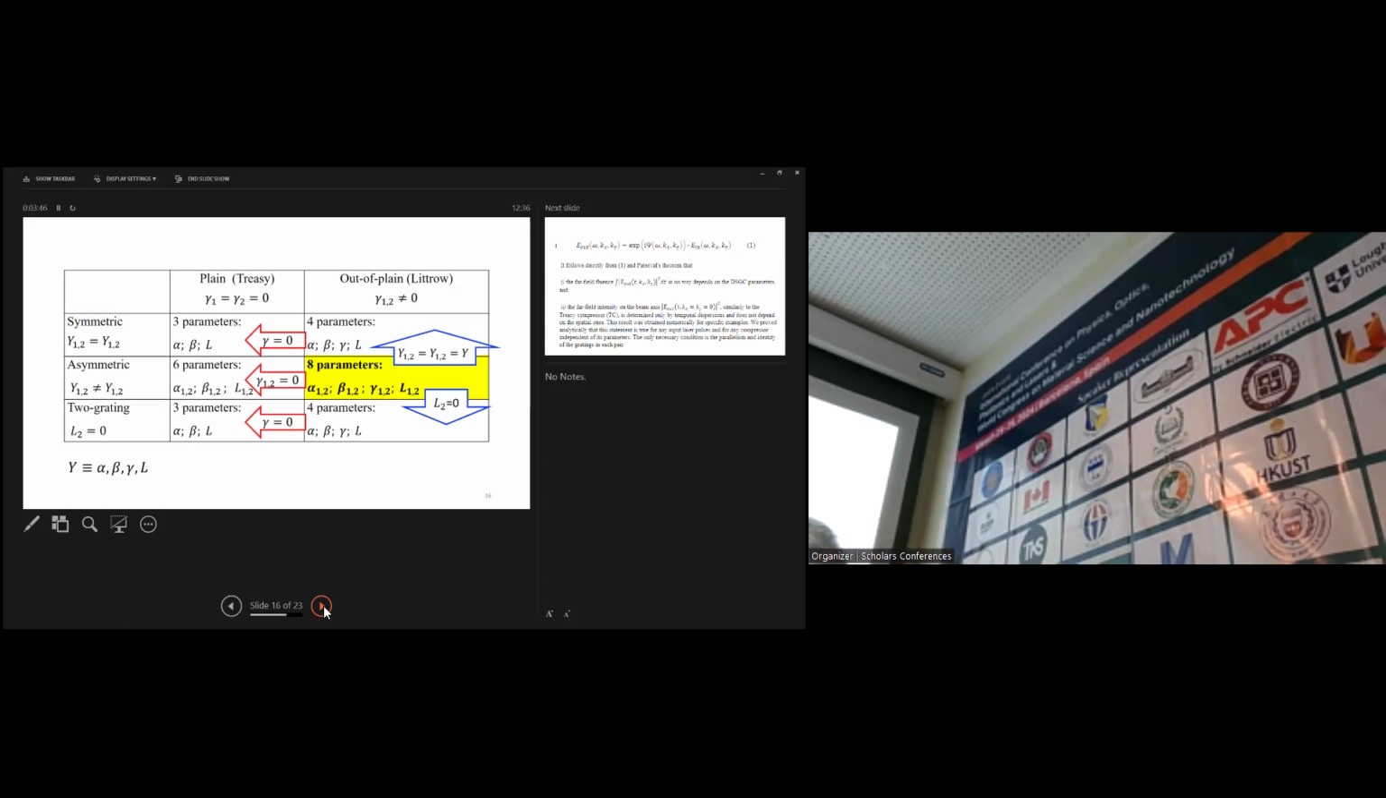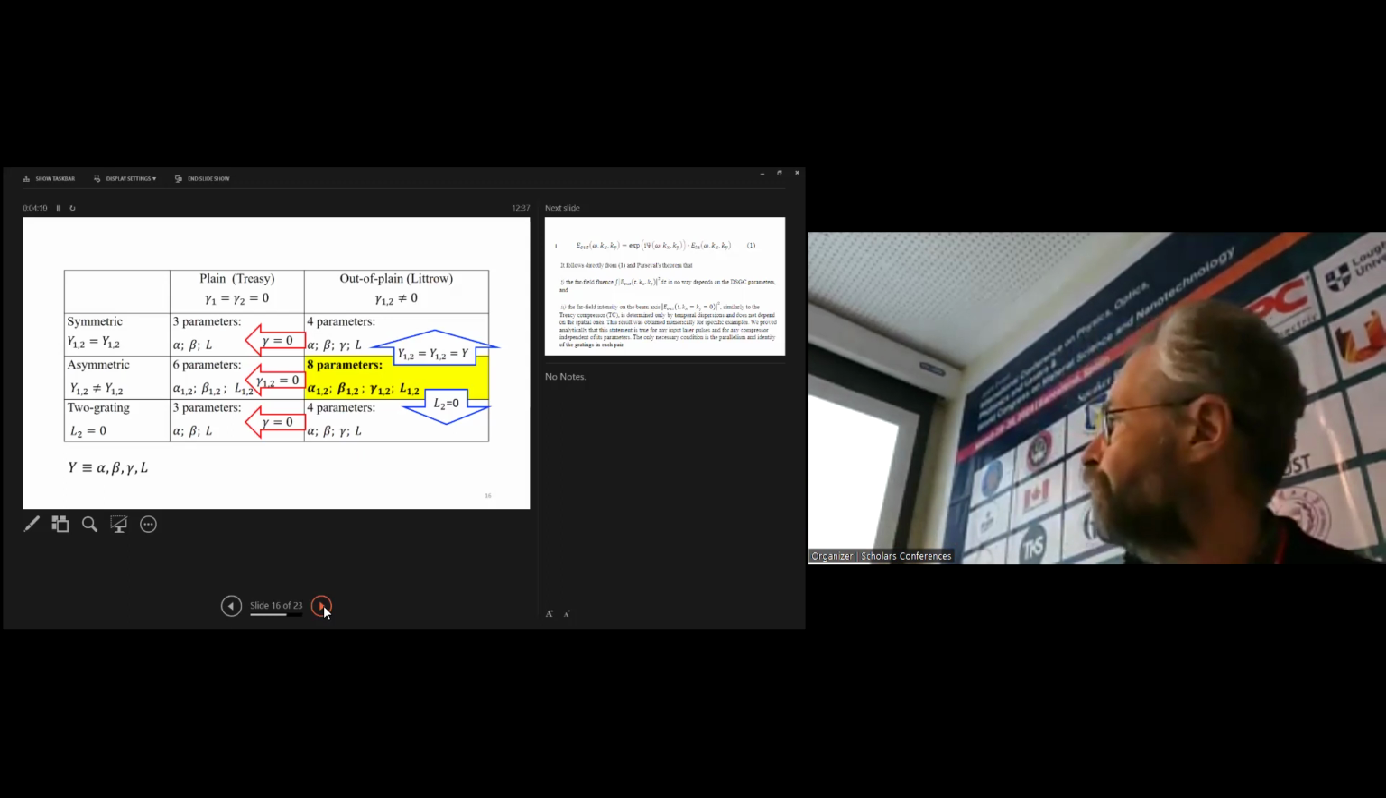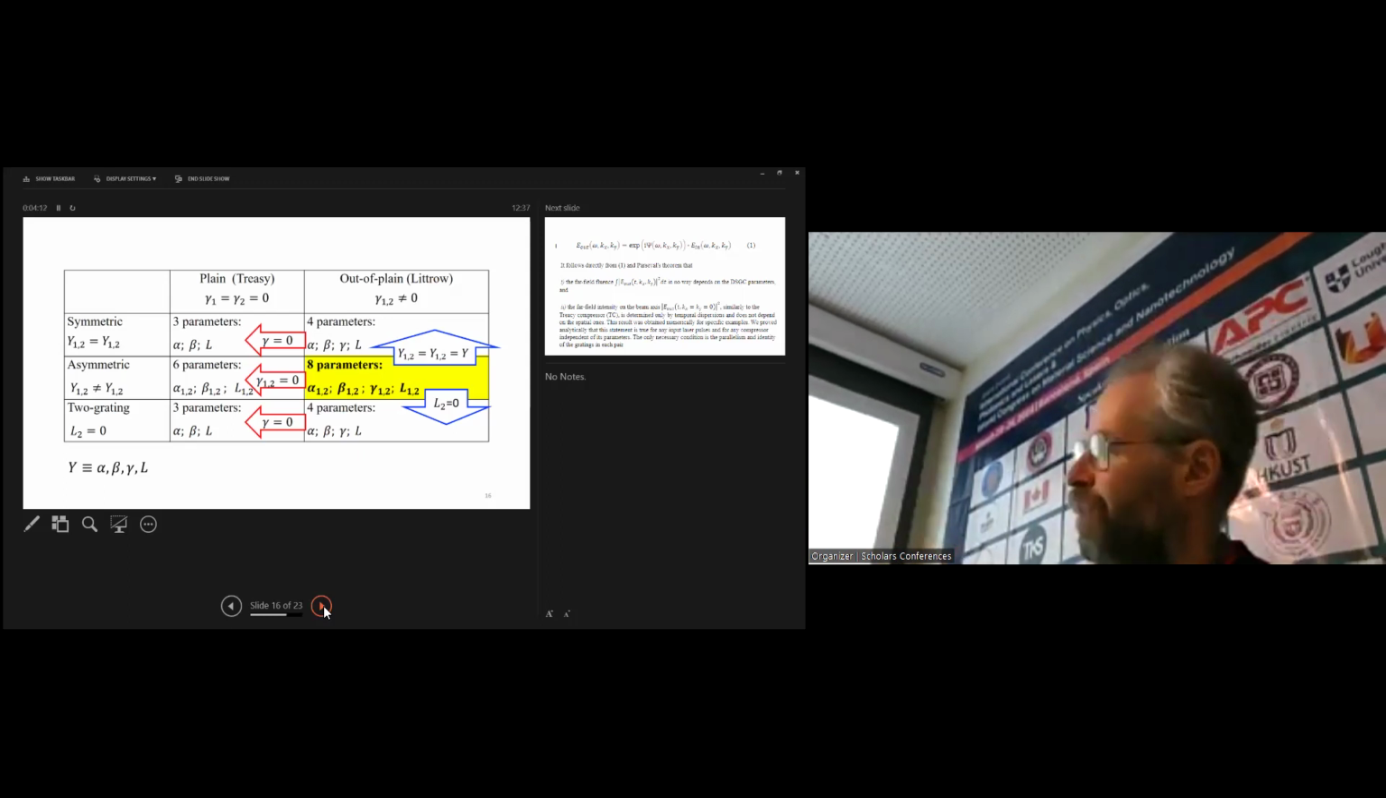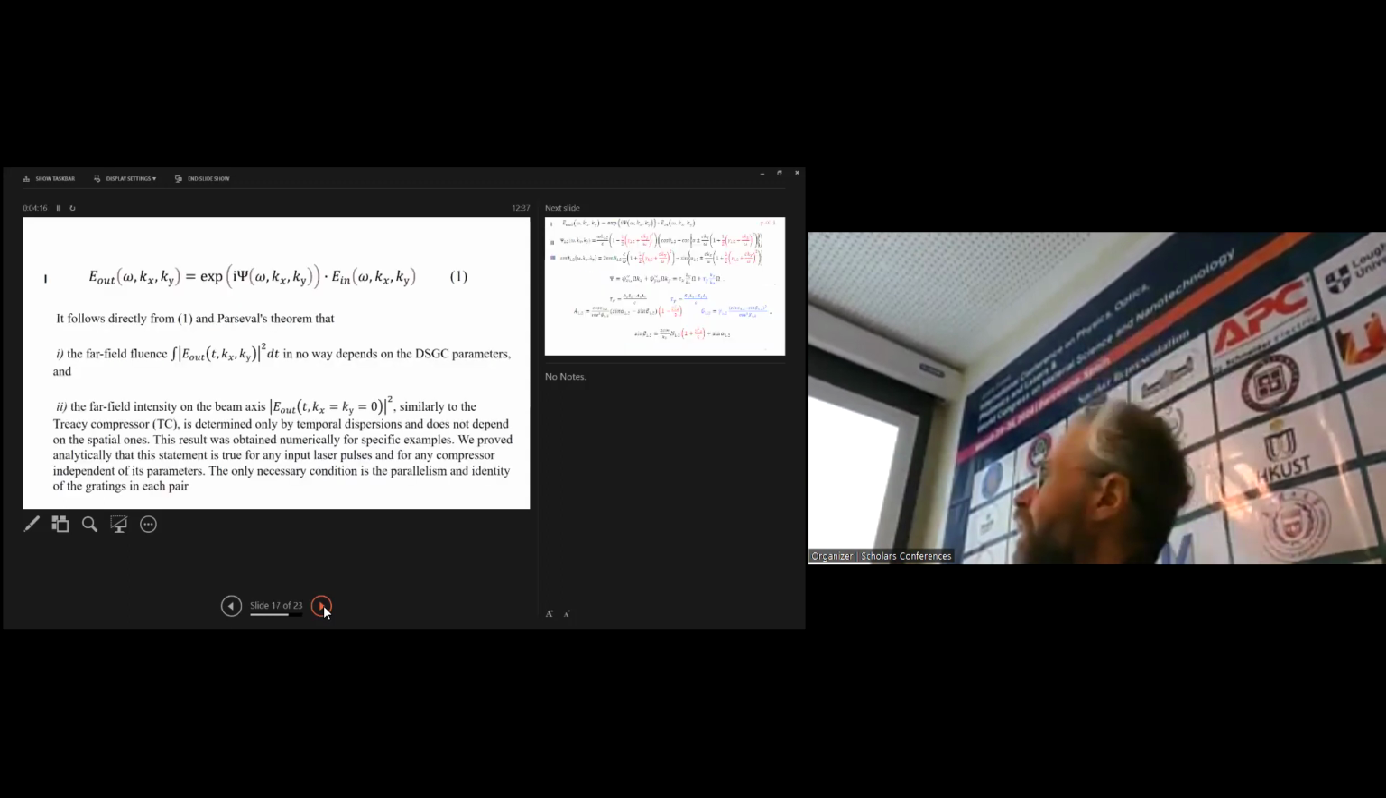It takes 8 parameters: 3 angles and distance between gratings for each pair. And from this case, we can reduce to any compressor in a simple way. The basic symmetric compressor is only 3 parameters: 2 angles and distance between gratings. So we can do all our math for the general case and see what happens in the final formula.